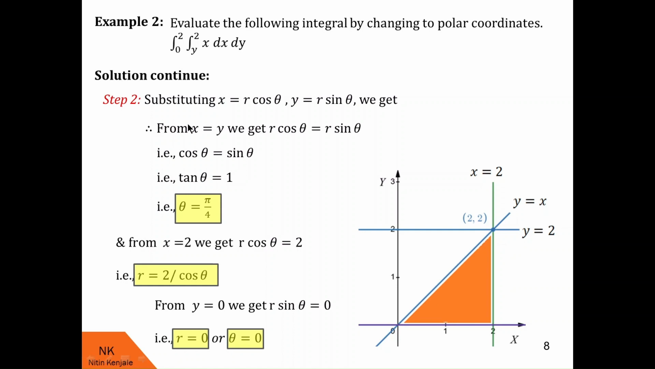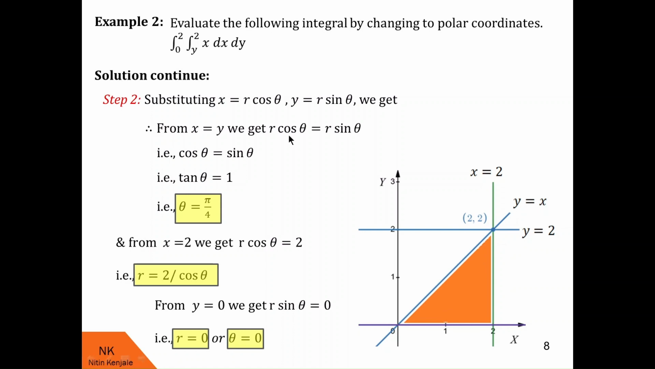You may wonder, I haven't taken the equation y is equal to 2 for calculating any of the limit. Because y is equal to 2 contributes only a single point on the boundary of the region of integration. And this point is also covered in the other two equations, x is equal to 2 as well as y is equal to x. So we neglect this point for calculating limits for r and theta.